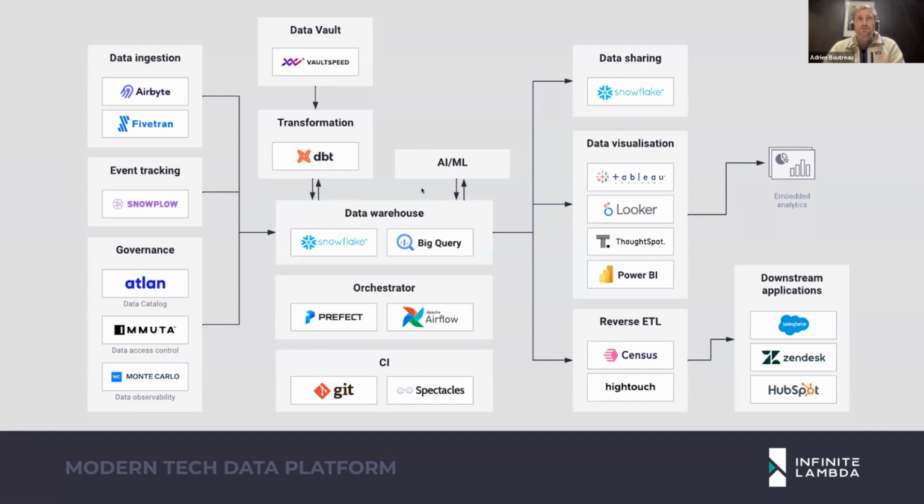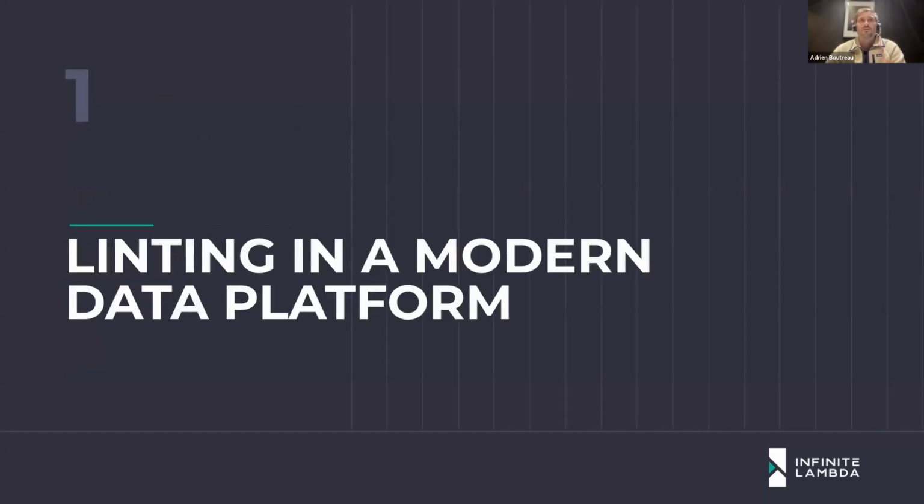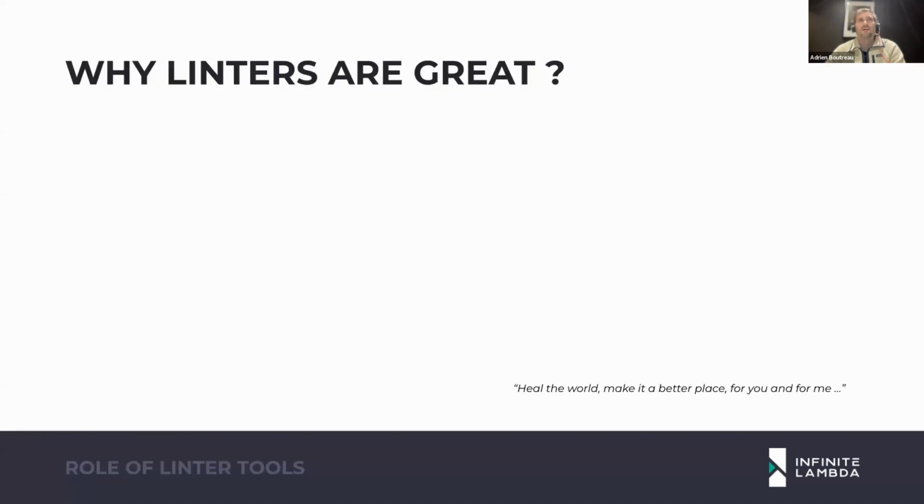But let's go back to the agenda today. It's going to be split into 3 parts. First part, we are going to talk about linters inside the modern data platform, how they are useful, why, and how to use them. Second part, we are going to focus on a few of them. So we are going to talk about DBT and SQLFluff, and after we will jump to Looker and the other linters. But first, let's start with the theoretical part: why linters are great in general.